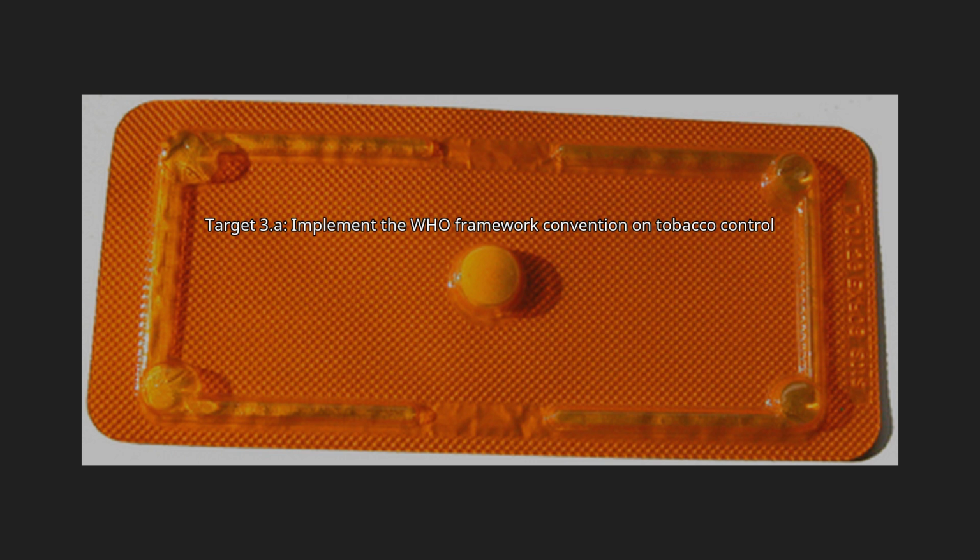Target 3.A. Implement the WHO Framework Convention on Tobacco Control. The full text of Target 3.A is strengthen the implementation of the World Health Organization Framework Convention on Tobacco Control in all countries as appropriate. Target 3.A has only one indicator. Indicator 3.A.1 is the age-standardized prevalence of current tobacco use among persons aged 15 years and older.